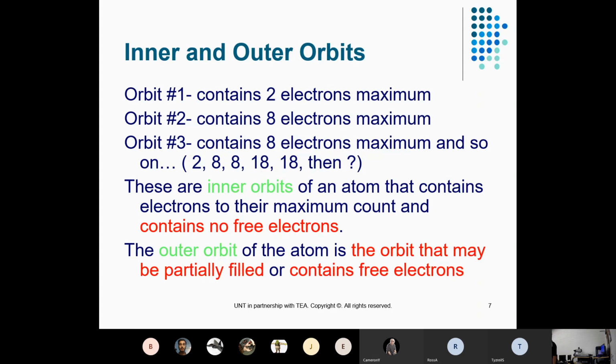The outer orbit is the one that we're really concerned with. The inner orbits are going to contain their maximum count no matter what. They have no free electrons. The outer orbit is the one that's going to have the free electrons, which means it's only going to be partially full. It might be full, but if it is, then it's a different kind of element, and we'll talk about that. But anything that's on that third or outer ring is going to be what we're looking for as far as elements are concerned.